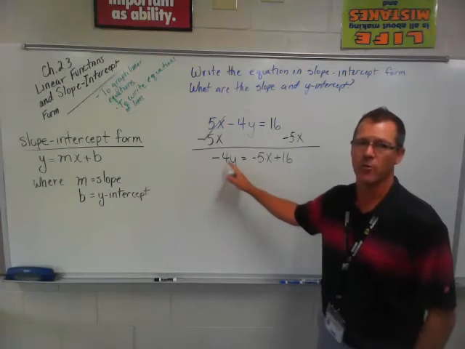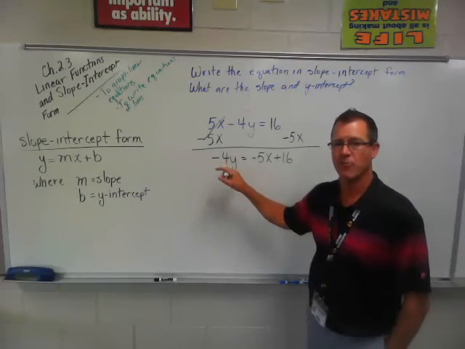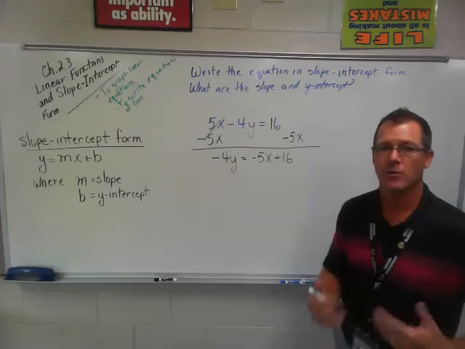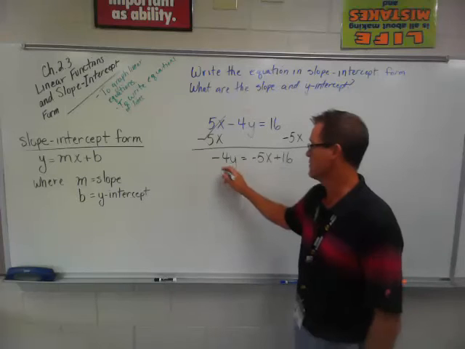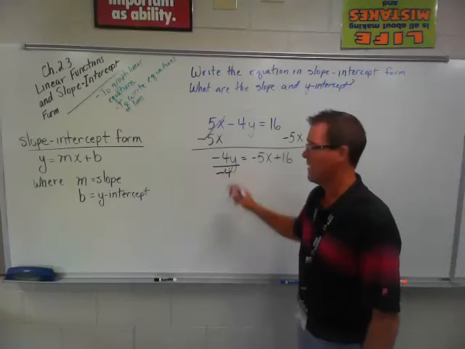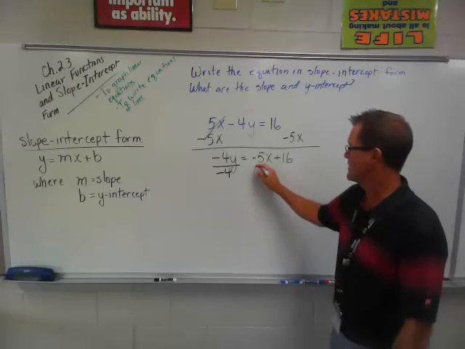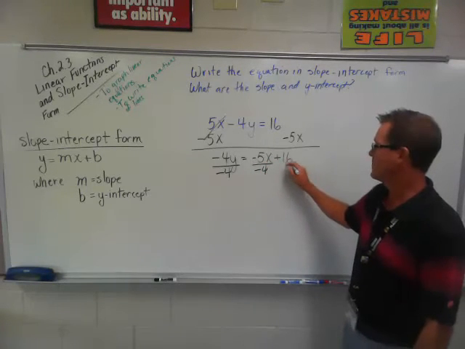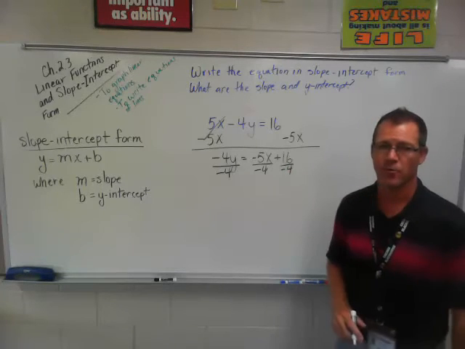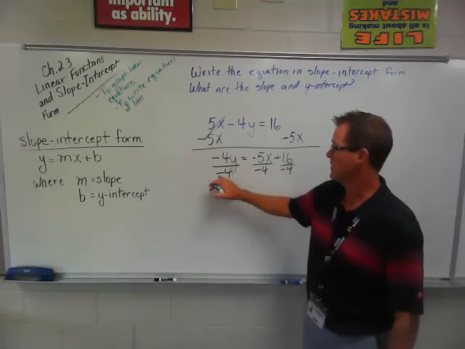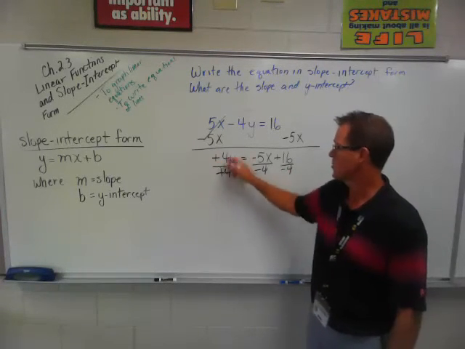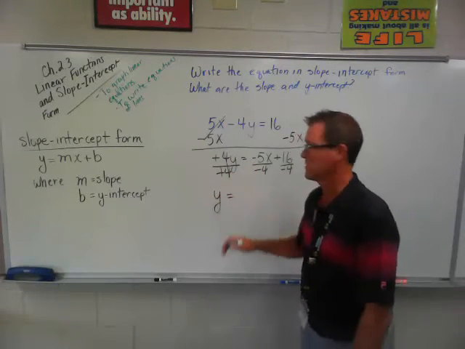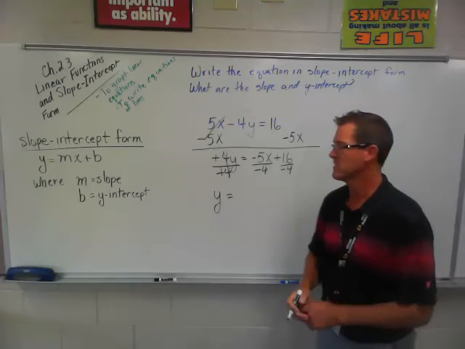So this is negative 4 times y. If we're going to undo that, or separate the negative 4 from the y, we want to use opposite operations. So what I'm going to do is divide everything by negative 4. So that means I'm going to divide the negative 5x by negative 4, and I'm going to divide the positive 16 by negative 4. So on this side, a negative divided by a negative is a positive, so those will cancel out. 4 divided by 4 is 1, and I'm left with a y, which is what I was looking for, right? I want to get that y by itself.